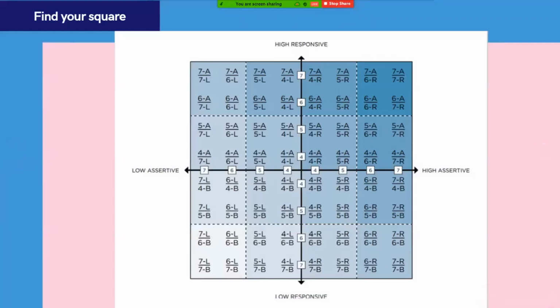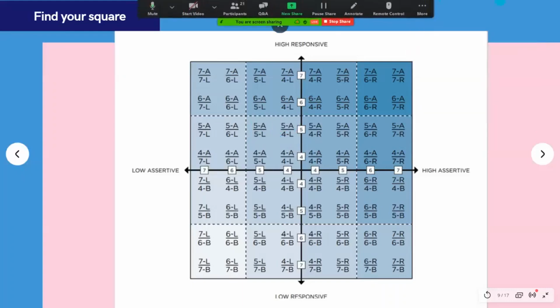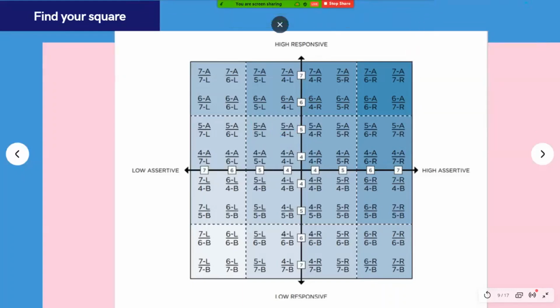So now what you're going to do is find your numbers. For instance, if you had 7 A's and 7 L's, you're in that top left bucket in the top left corner up here. If you're, let's say, 5 A's and 5 L's, you're down here in this bucket. So find where you are. I'm going to give you a few seconds to locate that. Don't worry about any of the words yet.